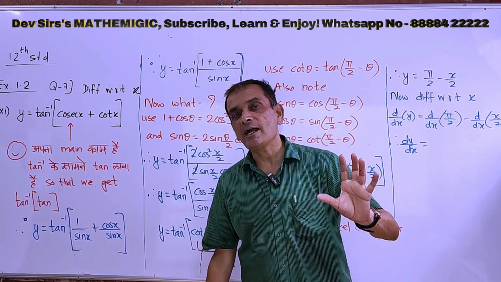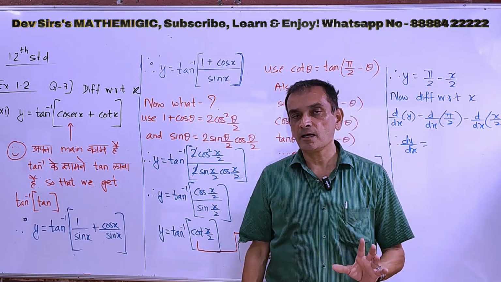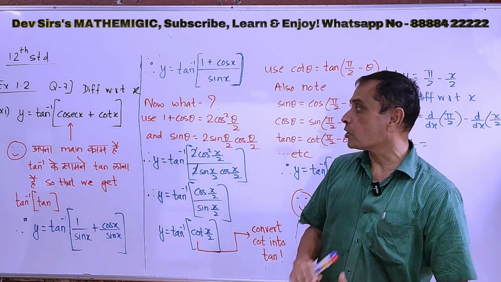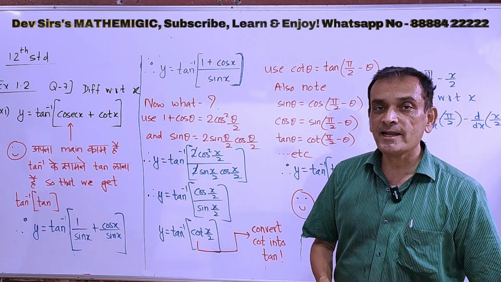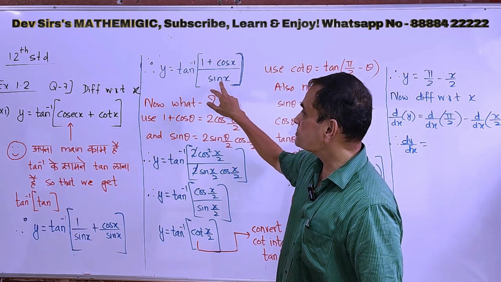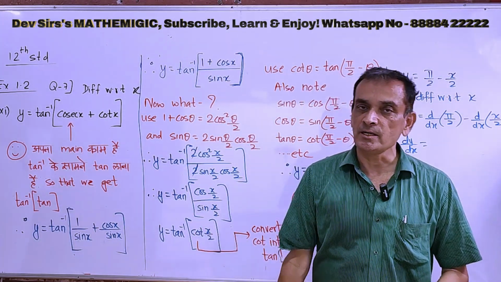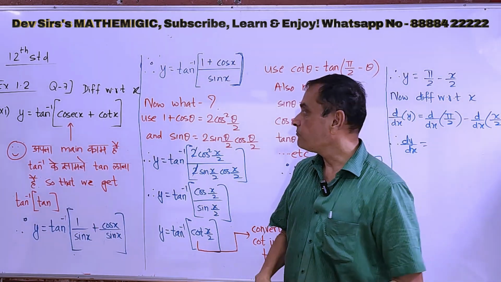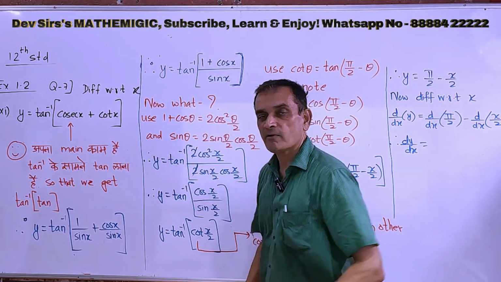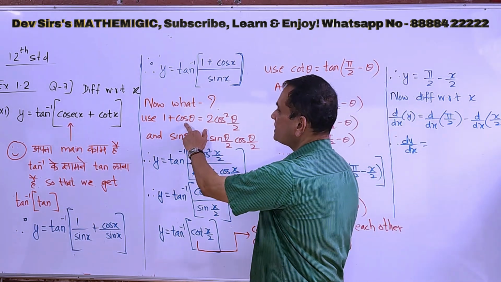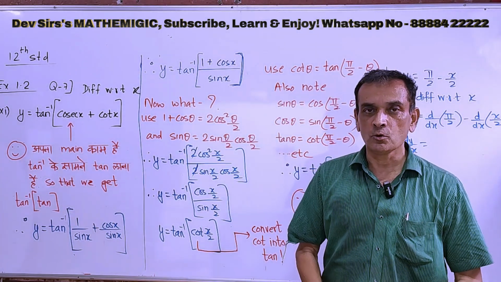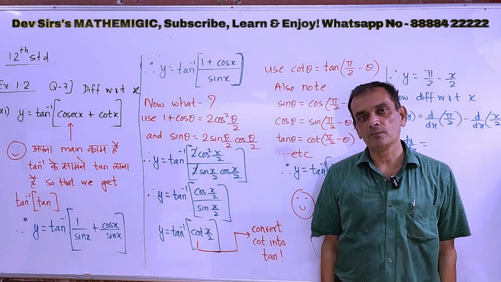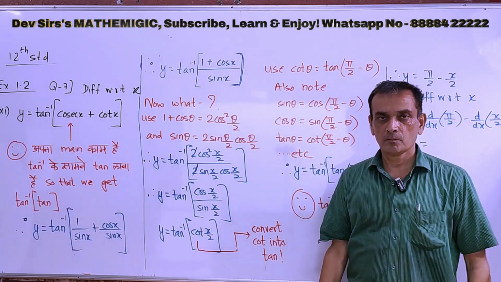If you remember, at the end of 11th standard I had told you there will be two types of combo. Combo 1 and combo 2. This is combo 1. What is combo 1? 1 plus cos is combined with sin, or 1 minus cos is combined with sin. If you get 1 plus cos, 2 cos square theta by 2. If you get 1 minus cos, 2 sin square theta by 2. And sin theta is always 2 sin theta by 2 cos theta by 2. Simple. So this is combo 1.